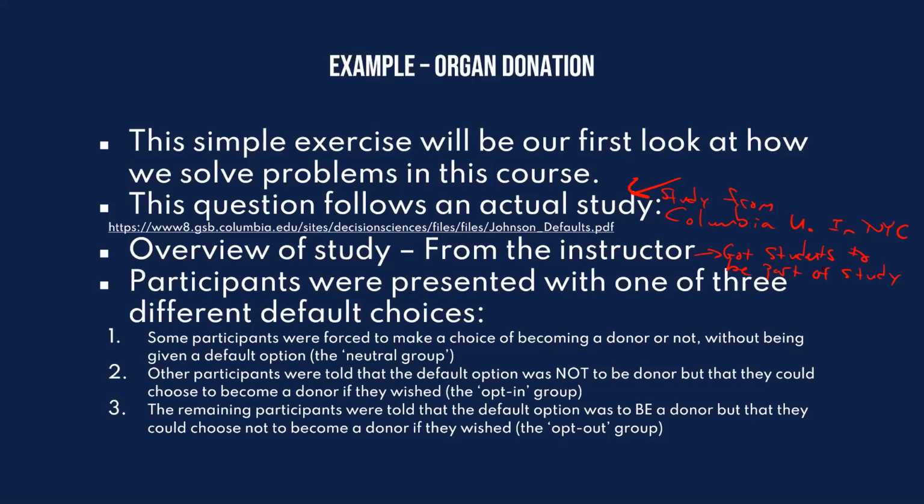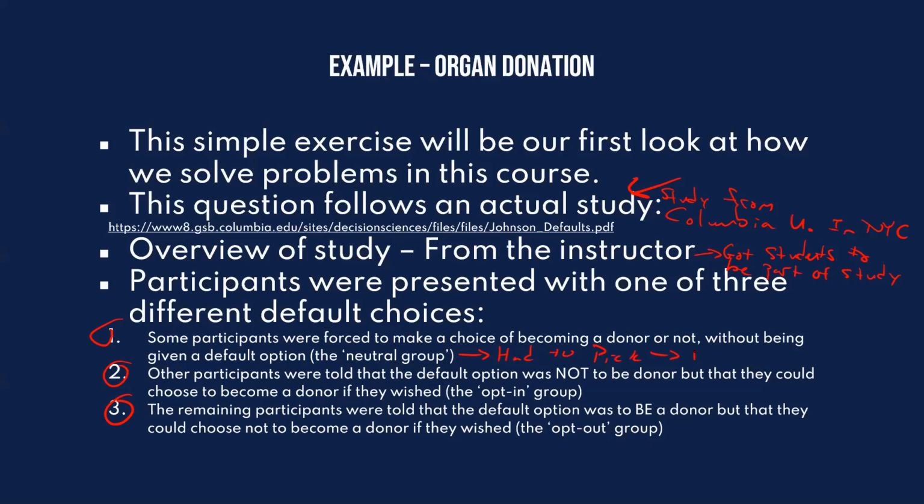And then what happened is when the students showed up, they had the students fill out driver's license applications, okay? And it looked like a normal driver's license application. Where do you live, your height, your age, your birth date, your weight, your eye color, everything like that. And then there was a section on being an organ donor, okay? And what happened was they put the students into 3 different groups here, okay? And so some students were assigned a group, were forced to make a choice of being an organ donor or not without being given a default choice. So they had to pick.